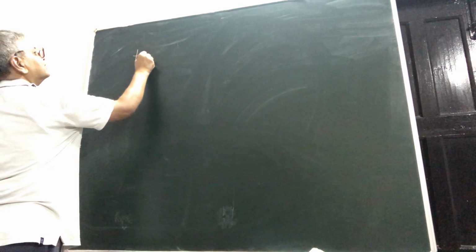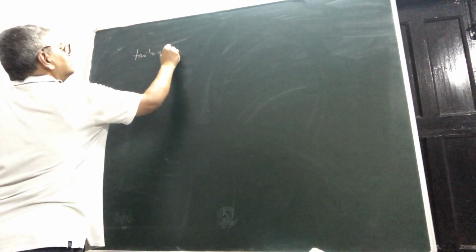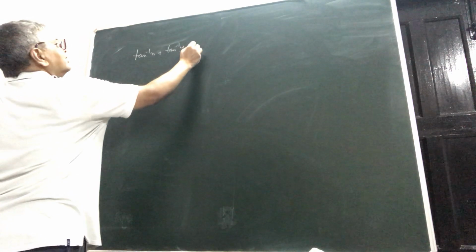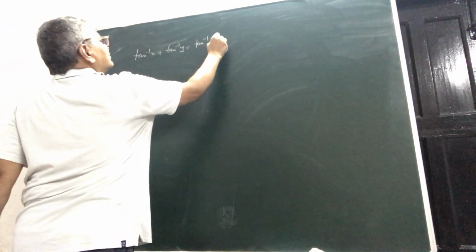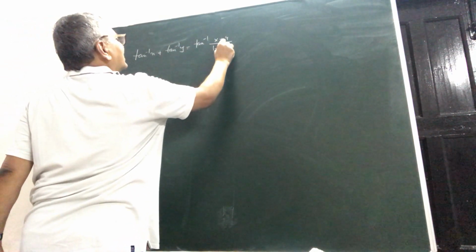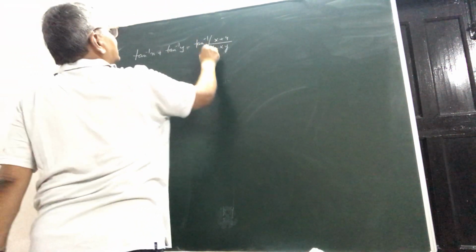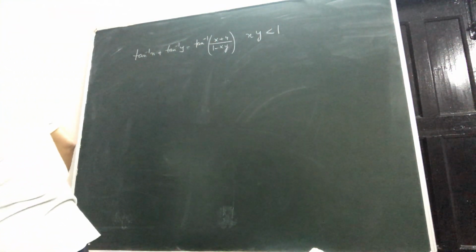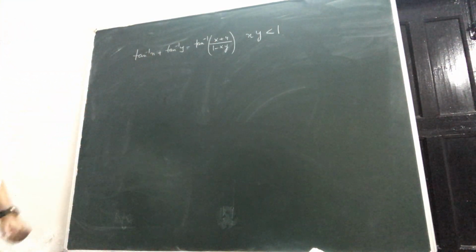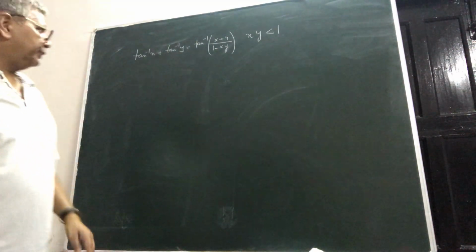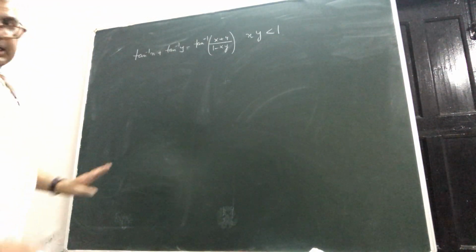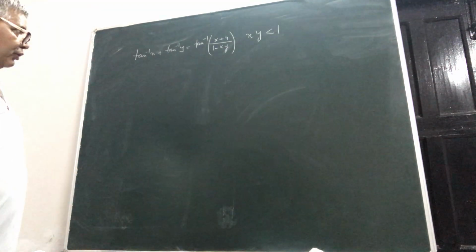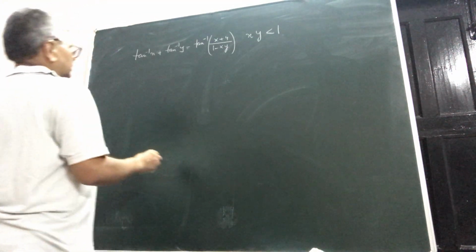So in your book, the first property which they have taken is tan inverse x plus tan inverse y is equal to tan inverse of (x plus y) upon (1 minus xy). This result holds when xy is less than 1. Now please see, I am writing the domains here for your convenience.